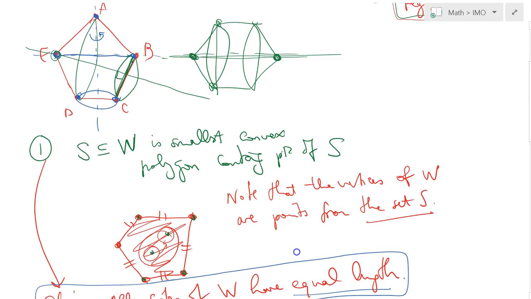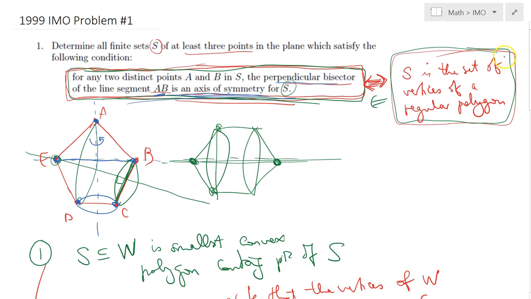So we have established a proof of this claim that the set S that satisfies this condition is the set of vertices of a regular polygon.